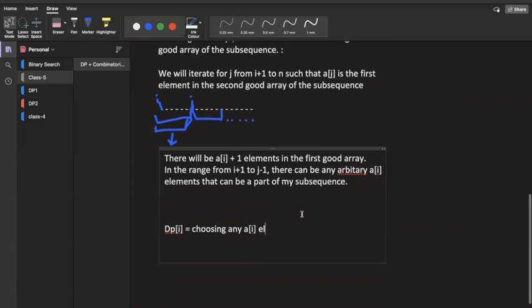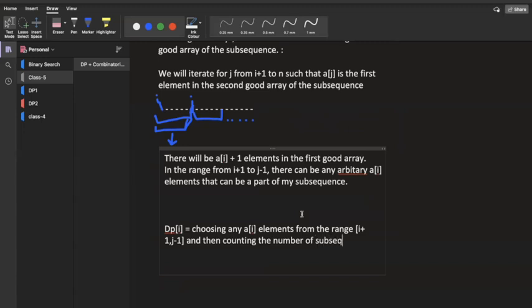So dp of I is choosing any a of I elements from the range I plus 1 to j minus 1, and then counting the number of subsequences which are good and start at position j.